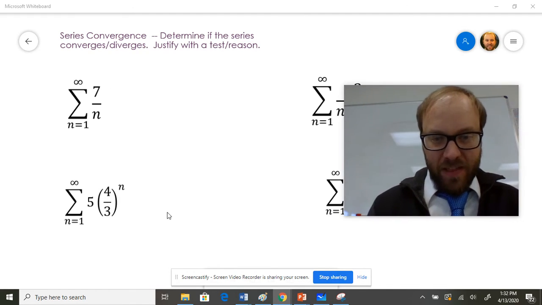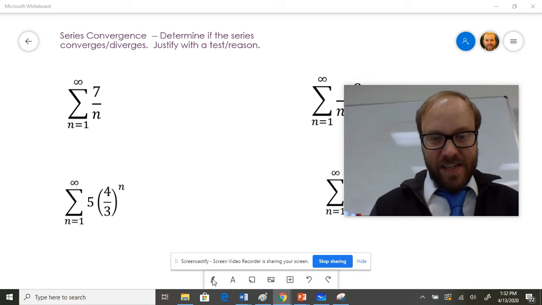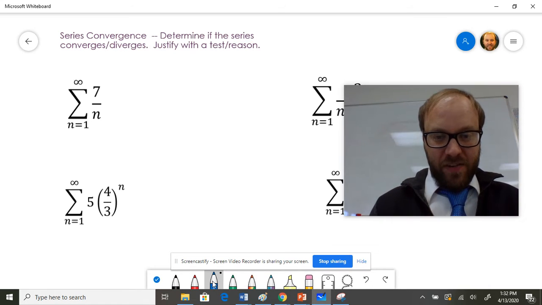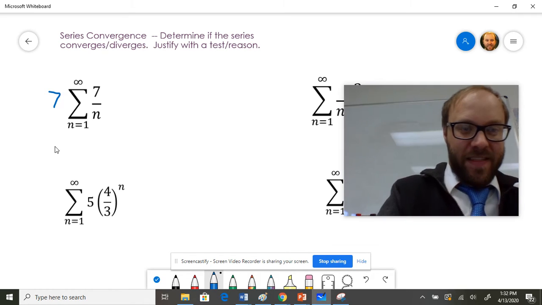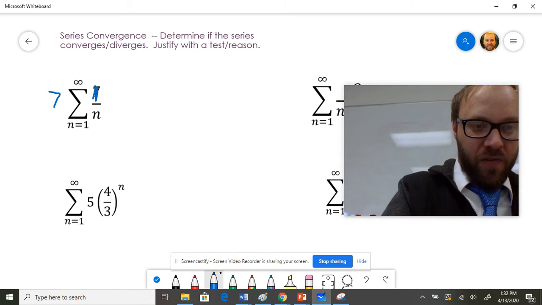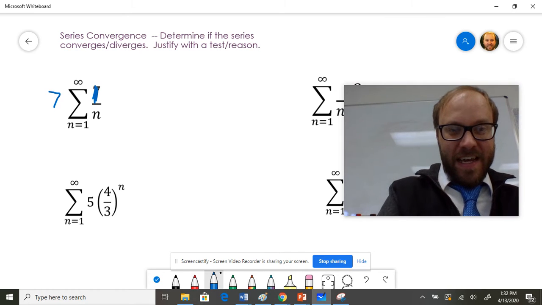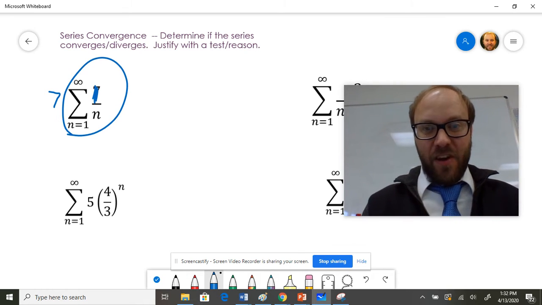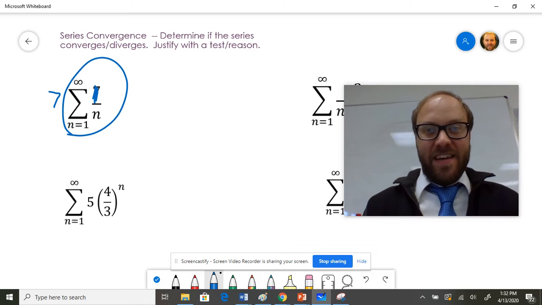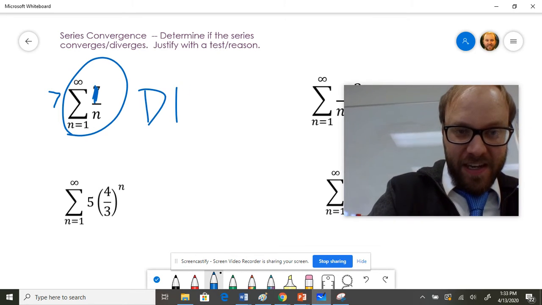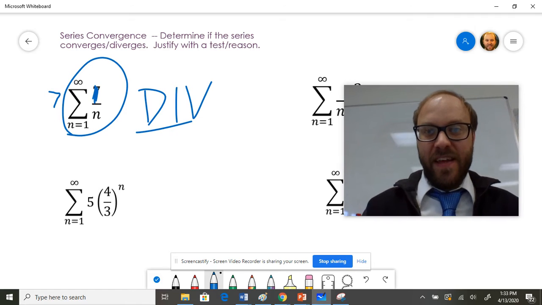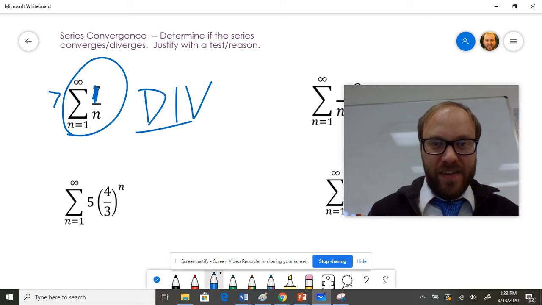And so remember that one of the things you can do is factor out a constant and create a series that maybe you recognize. So I'm going to factor out a 7. And that's going to leave me with a 1 over n here. So that is 7 times the harmonic series. The harmonic series is divergent. 7 times something that adds up to infinity is also going to be divergent, okay? And we could say it's divergent by the harmonic series test.